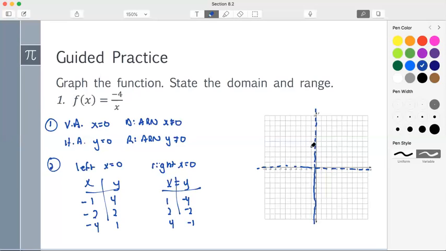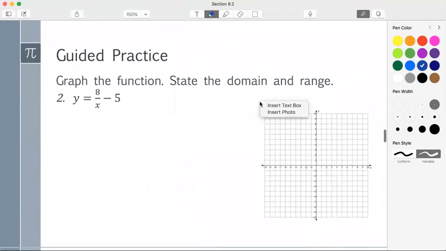-1, 4 will be right there. -2, 2 will be right there. And then -4, 1 will be right there. I draw the hyperbola through those. 1, -4 right there. 2, -2 right there. 4, -1 right there. Draw the hyperbola through those points and then towards my asymptotes. And that's it.